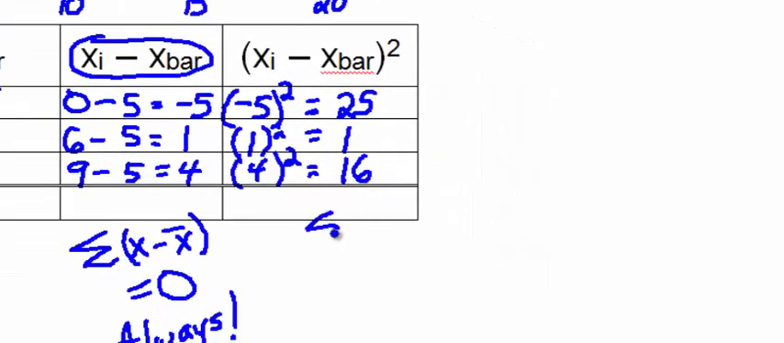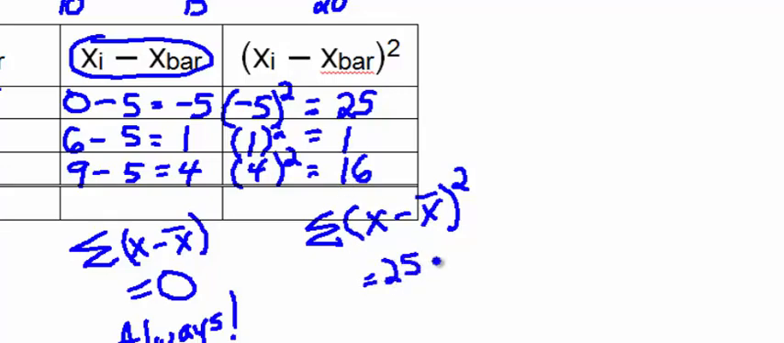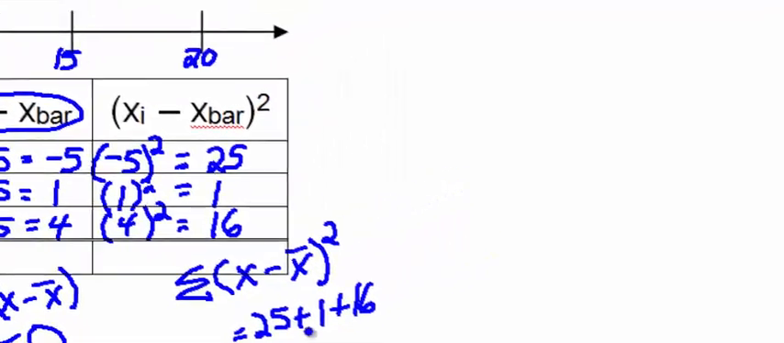So if we add up the sum of the deviations squared, and again we square because we don't want this to be 0, we have 25 plus 1 plus 16, and this gives us a value of 42. So the sum of the deviation squared is 42.